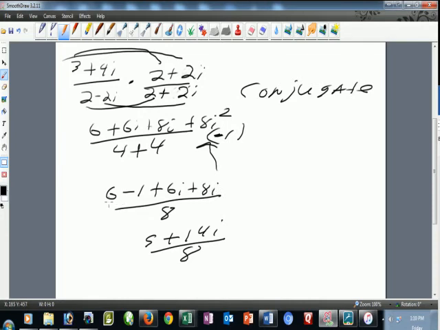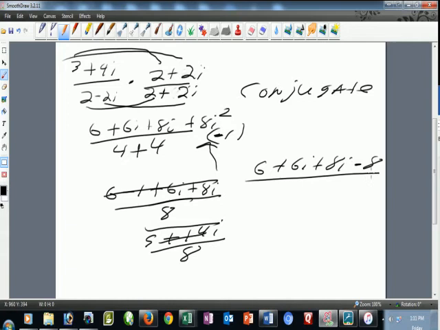Where's that mistake at? That should be 6 minus 1. No, that's wrong. Okay, we're going to back that up and write it again. That should be 6 plus 6i plus 8i plus 8i squared, which would be 6 plus 6i plus 8i minus 8 over 8. Because that minus sign right there made him what? Negative. So that becomes minus 2 over 14i over 8.